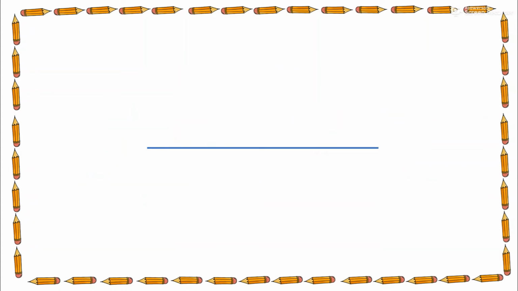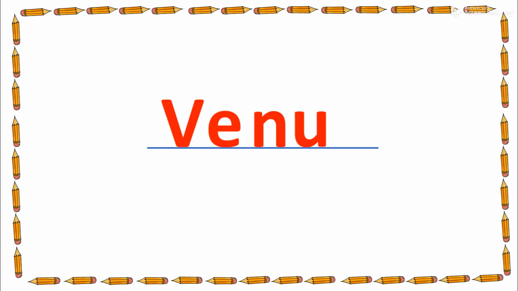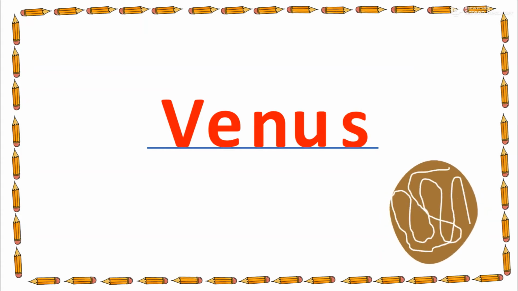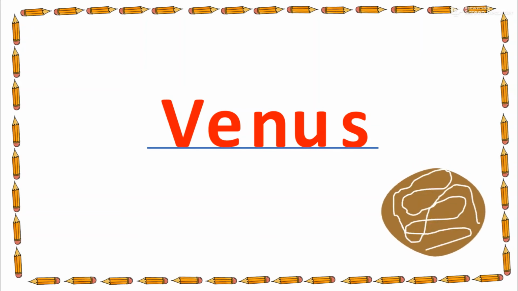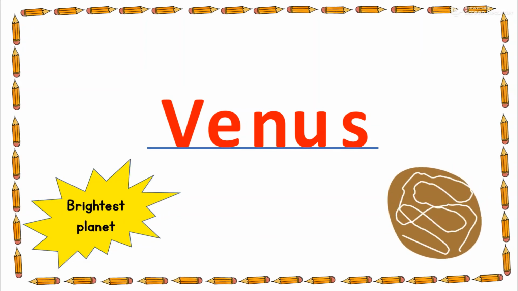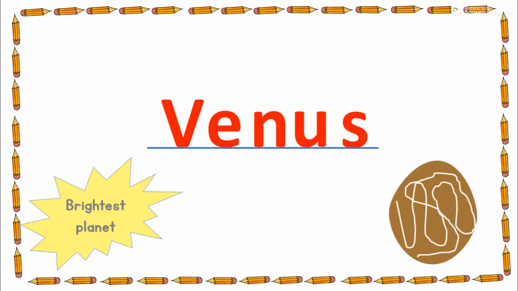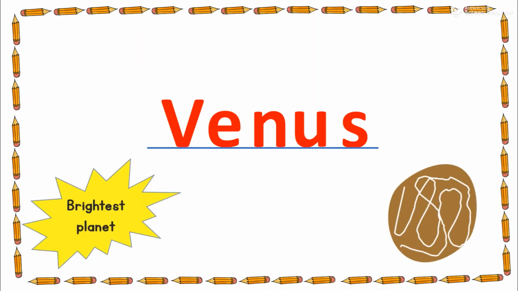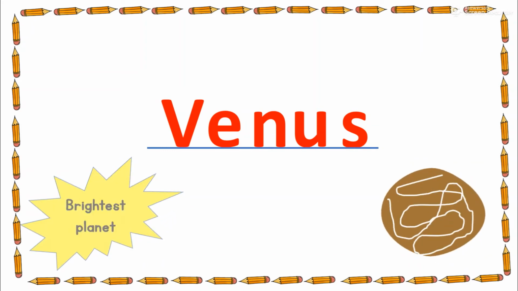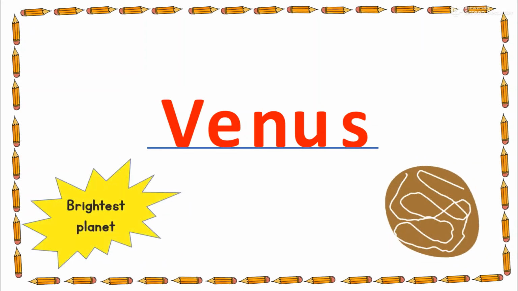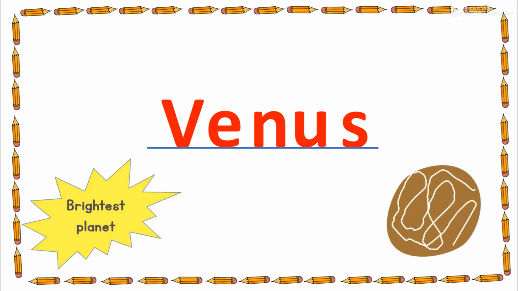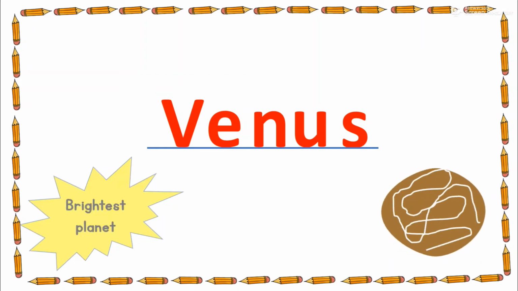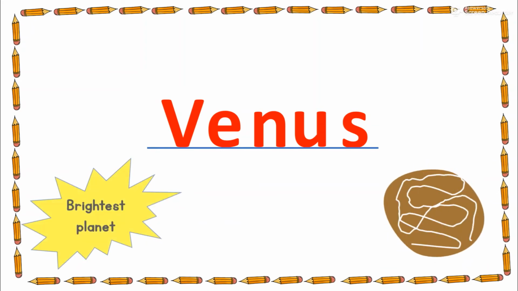Okay, the next one is Venus. Okay, so what is special about this planet? Oh, it is the brightest planet. And do you know one thing? We also call it the evening or morning star because it looks very beautiful and bright. And how is it the brightest planet?